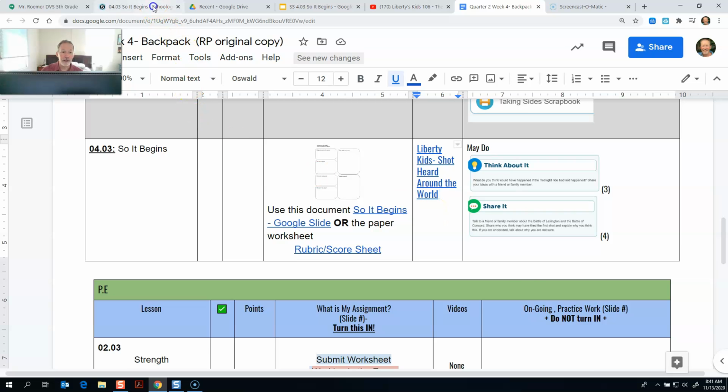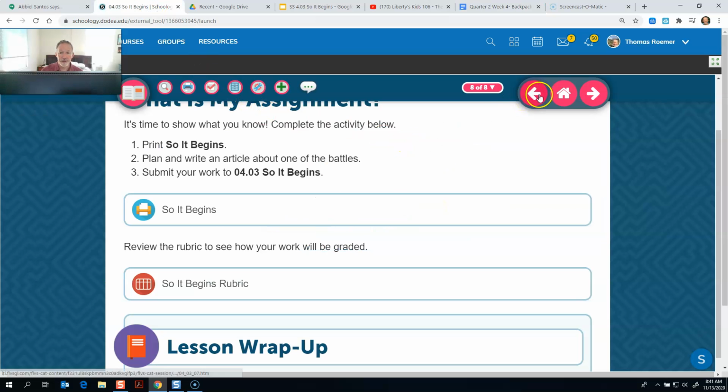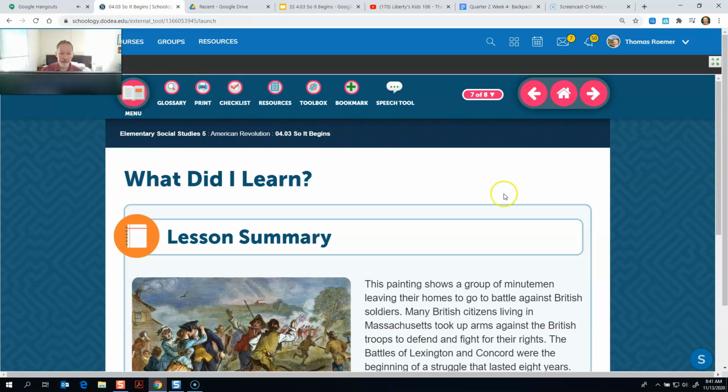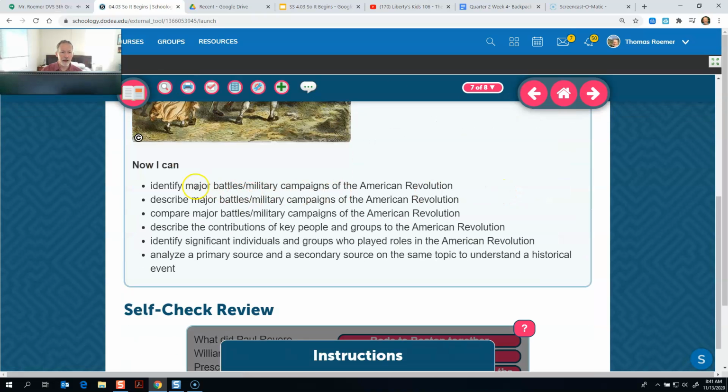All right, so we learned a lot of things right there. Lots and lots of things about the major battles. We learned a little bit about some of the key people, though we didn't go over that too much. The individuals and groups: the Continental Congress, the Minutemen, the militia. And then primary and secondary sources. We did pretty good there.